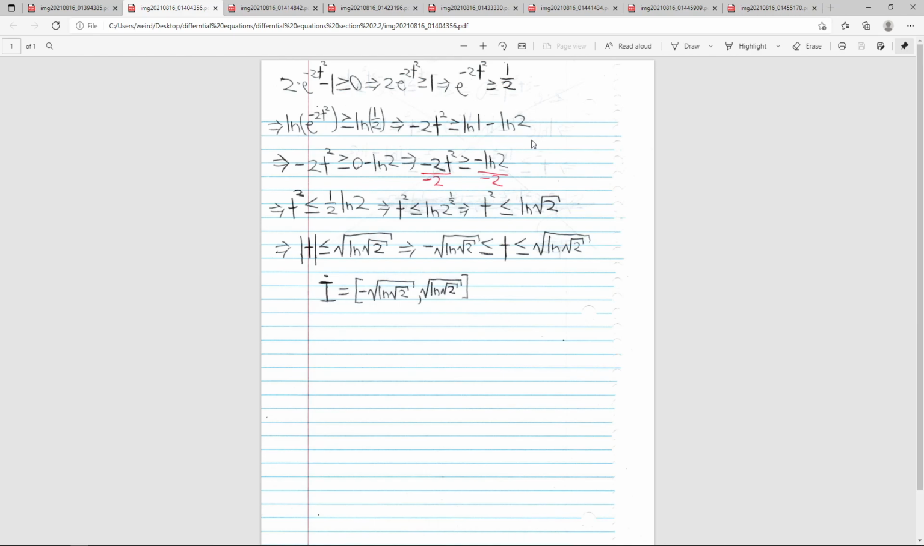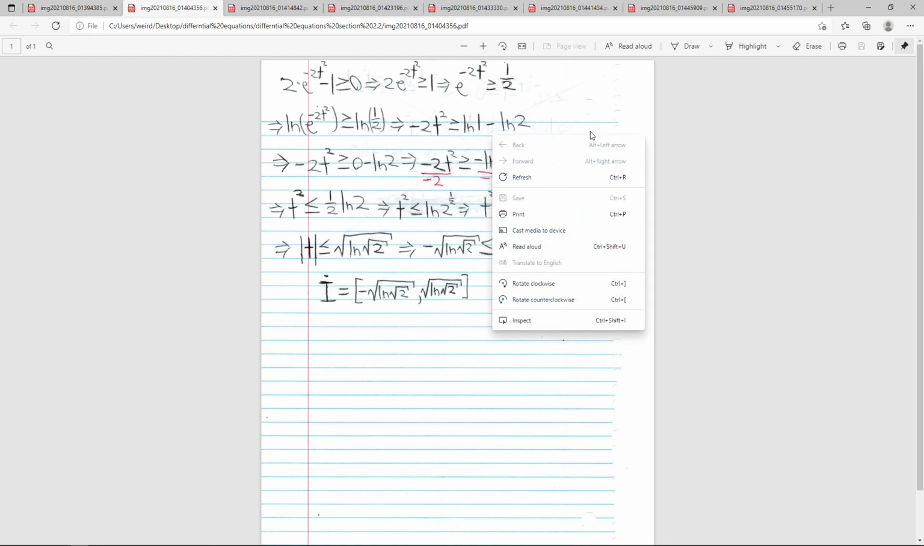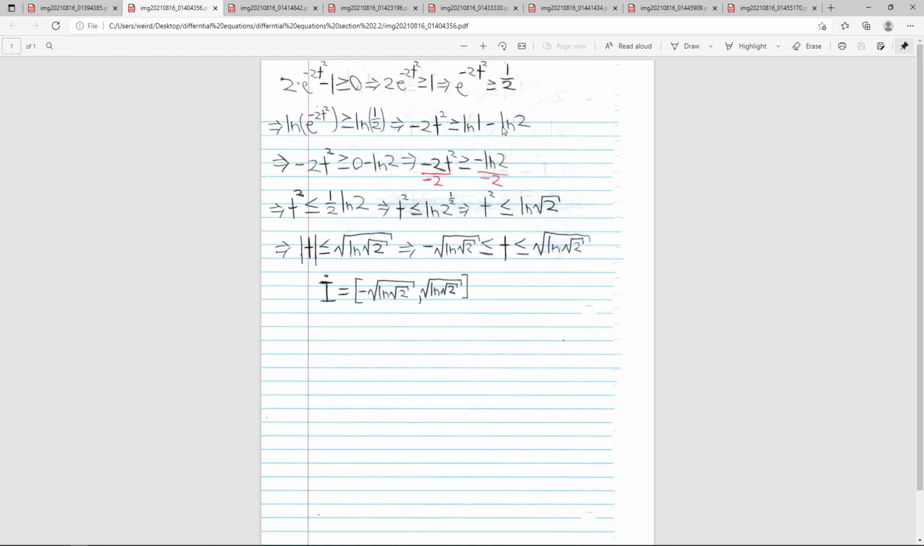And the logarithm, regardless if it's a natural log or just some other log with a base, because remember, natural log is log base e. So the natural log of 1 is 0. The logarithm of 1 is always going to be 0. So that's a property. So we have negative 2t squared greater than or equal to negative ln 2 basically.